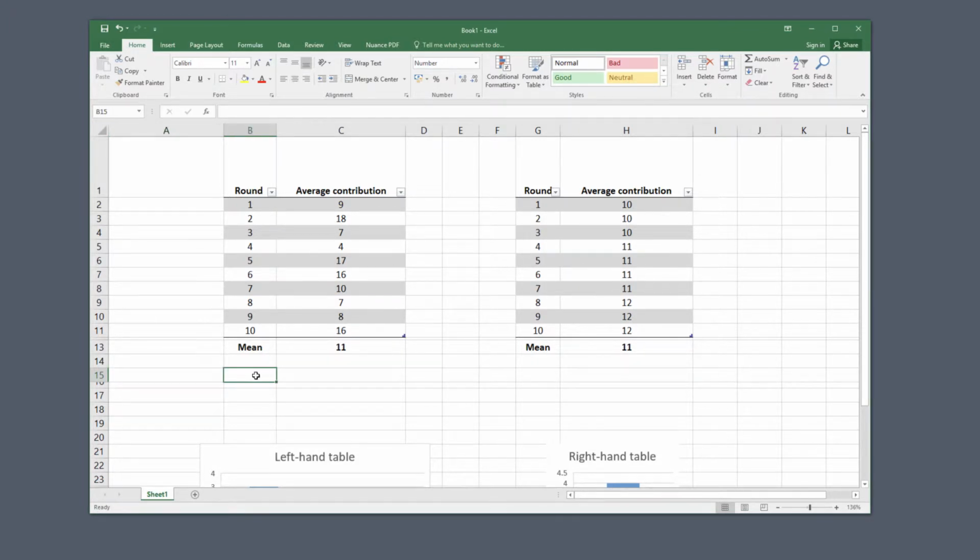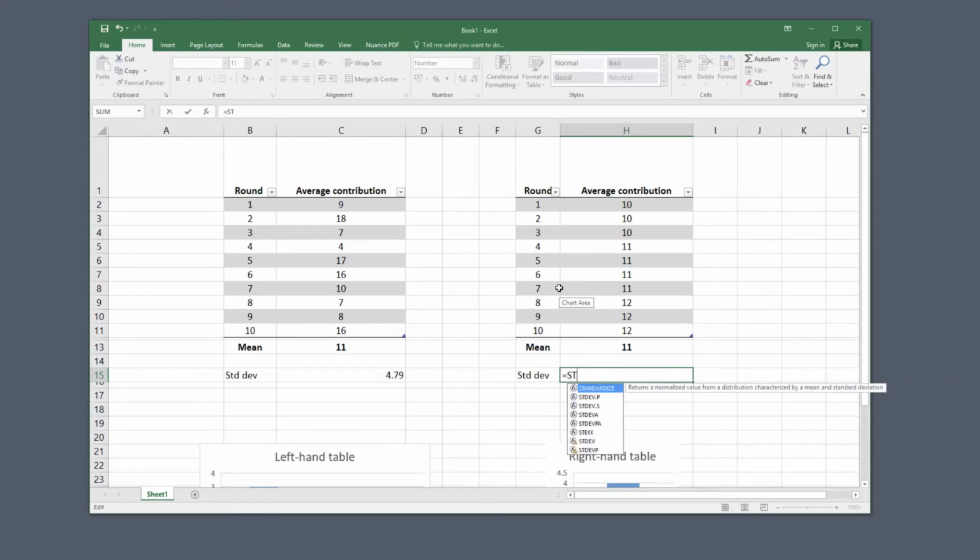So let's work out these standard deviations. First of all, we're going to label a cell underneath the mean value to show that we're calculating the standard deviation. Next to it, we type equals stdev.p and open the bracket. Next, we select the data cells, close the bracket and hit enter, and that calculates the standard deviation for this data.